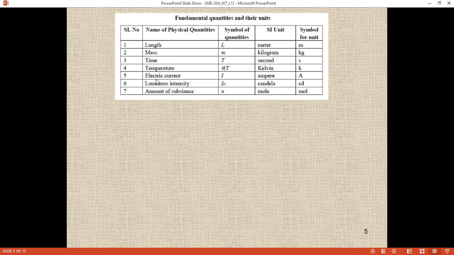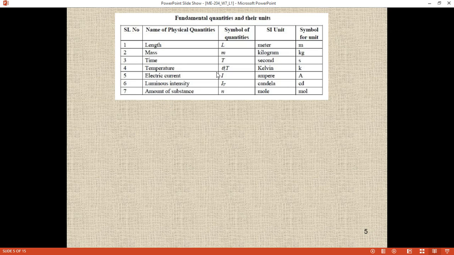Here the temperature is indicated with theta, because we are already using capital T as the symbol for time, and capital T is used in many places. Electric current we indicate with I. Luminous intensity, the intensity of light basically, we indicate with I. Amount of substance, that is mole, is indicated with N.